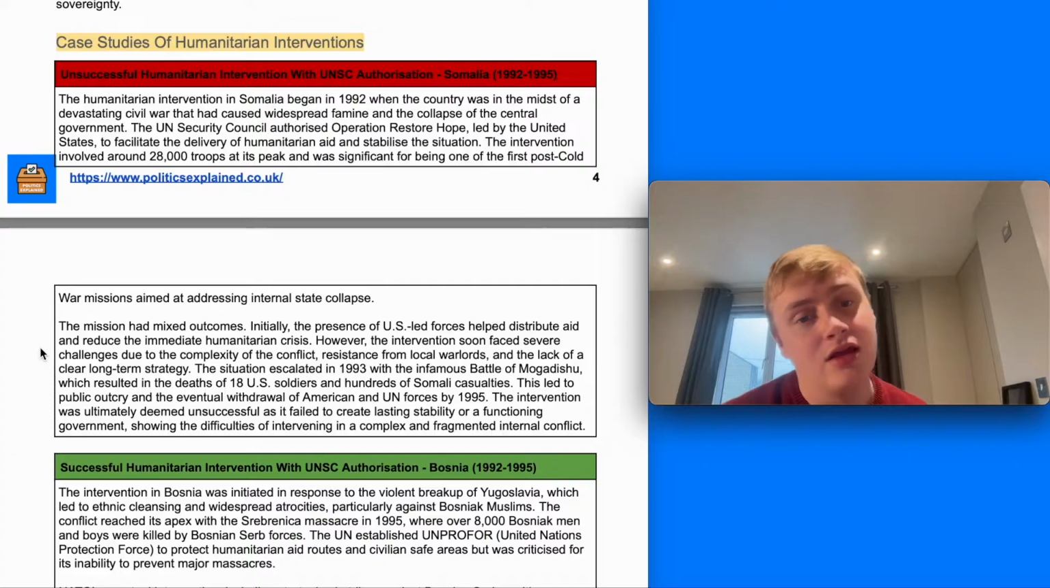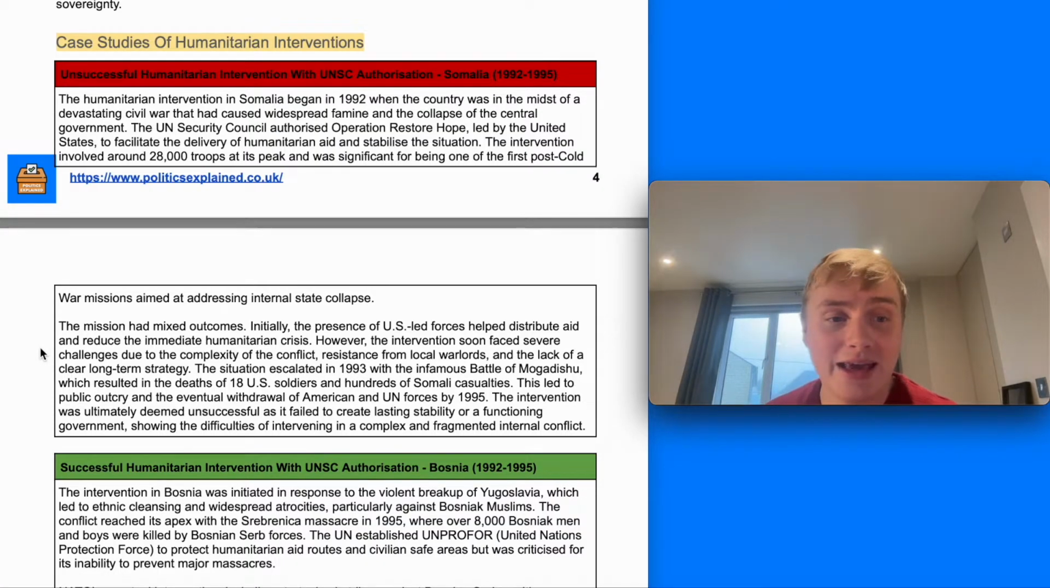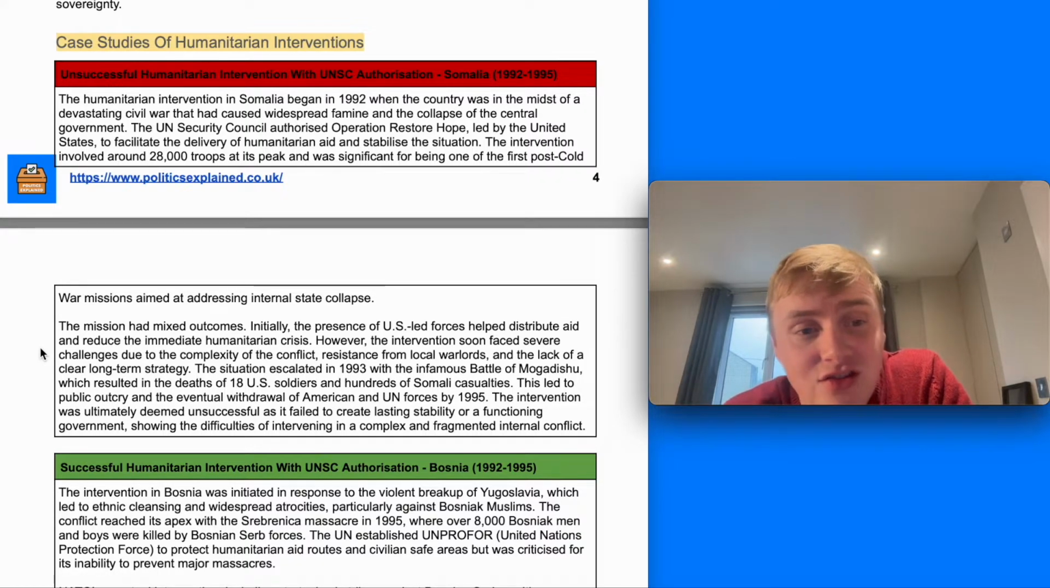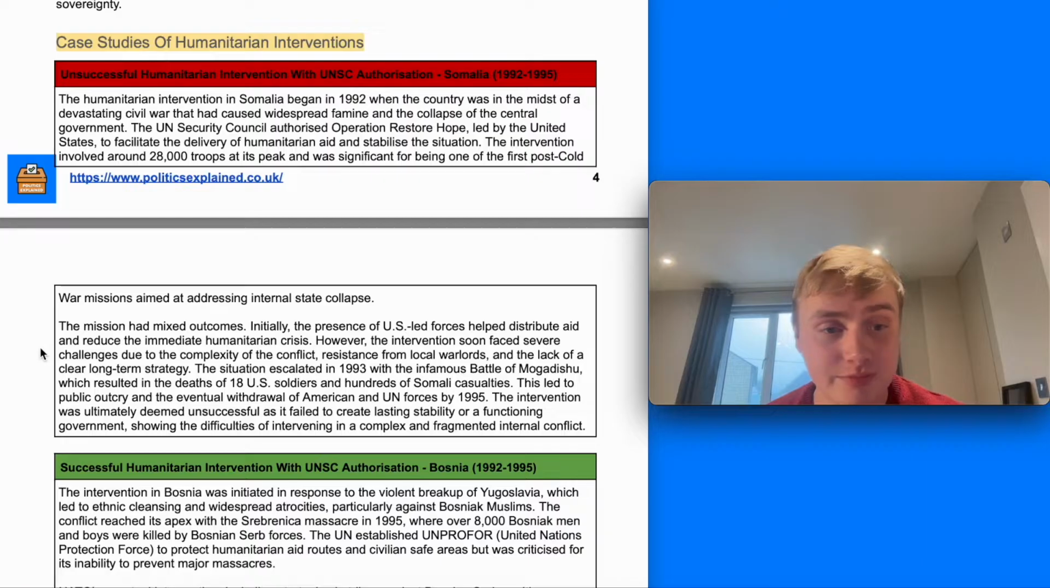Initially, the presence of US forces helped to distribute aid and reduce the immediate humanitarian crisis and famine. However, it soon faced severe challenges due to the complexity of the conflicts and resistance from local actors. It escalated in 1993 with the infamous Battle of Mogadishu, which resulted in the deaths of 18 US soldiers and hundreds of Somali casualties, and this led to public outcry and the eventual withdrawal of American and UN forces by 1995. It was ultimately unsuccessful, failing to create lasting stability or a functioning government.